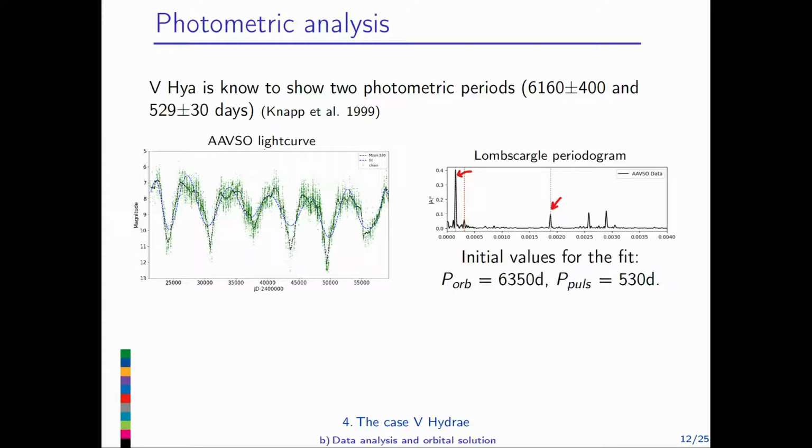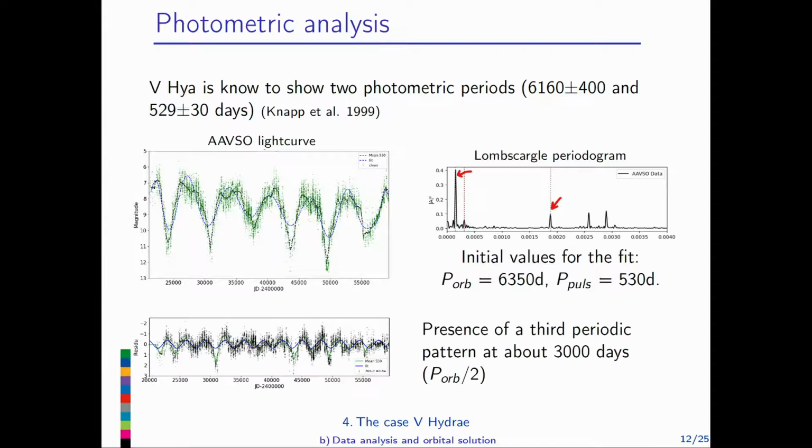Here you have the Lomb-Scargle periodogram of the light curve, where you can really see two peaks. One peak is associated with the pulsation at 500 days, and a larger one at 6,000 days, so around 16 years. Those two are aliases, so not important, we do not have to take them into account. These two periods can be used in our fitting routine as initial guesses in order to find the orbit.